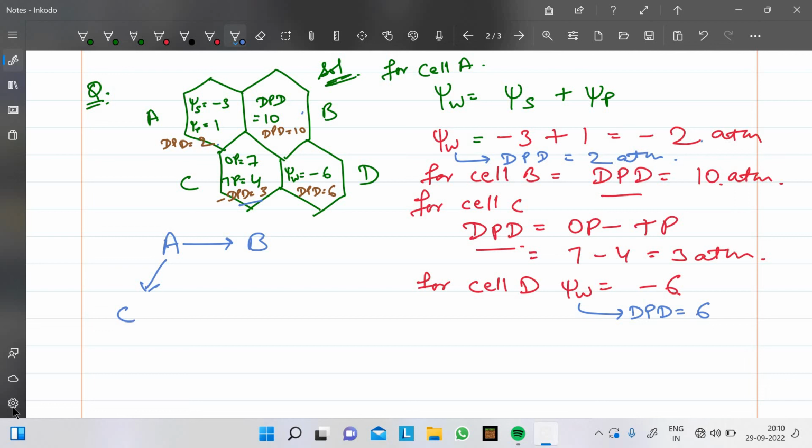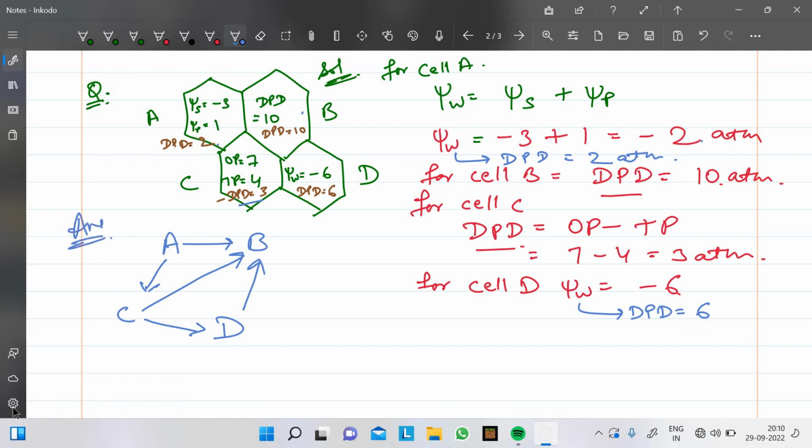clear? Now the cell C has high DPD, water will not move back to cell A, but it will move towards cell D. यहाँ से ये जाएगा D में, and from D to B. And C is also contact in B. So this is the flow of direction of flow of water.